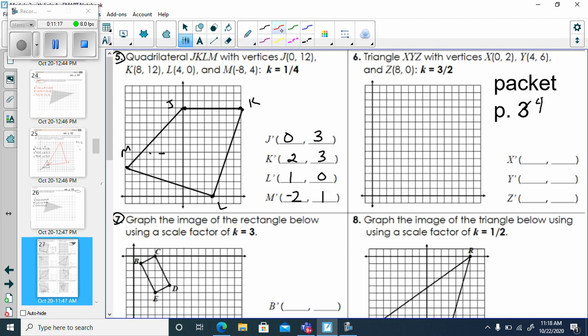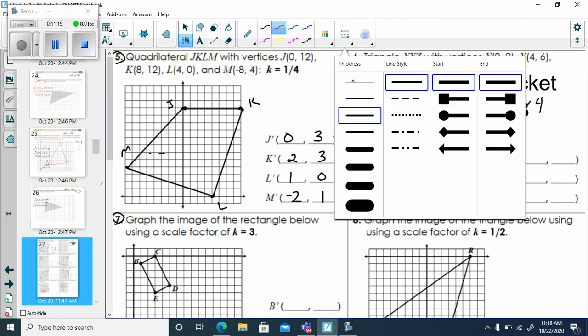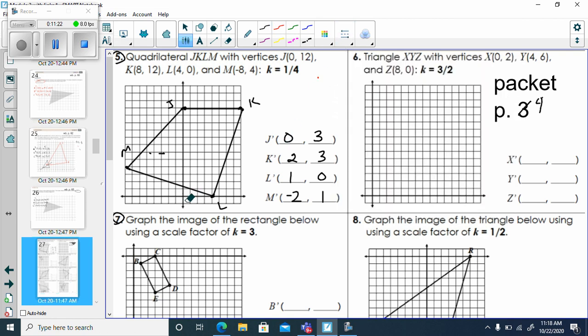Okay, now let's plot those points. I'll do that in red so we can see it a little different. 0, 3: 0, 1, 2, 3. There's your J prime.